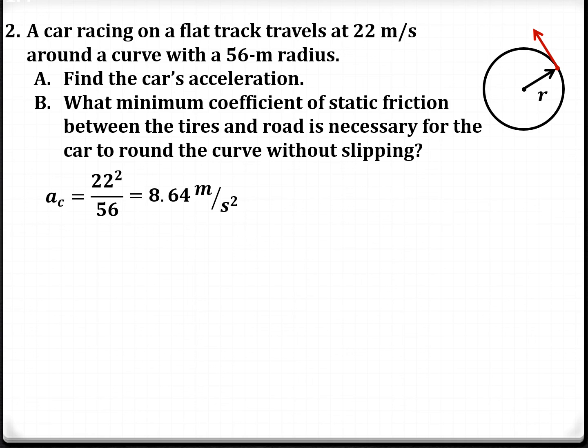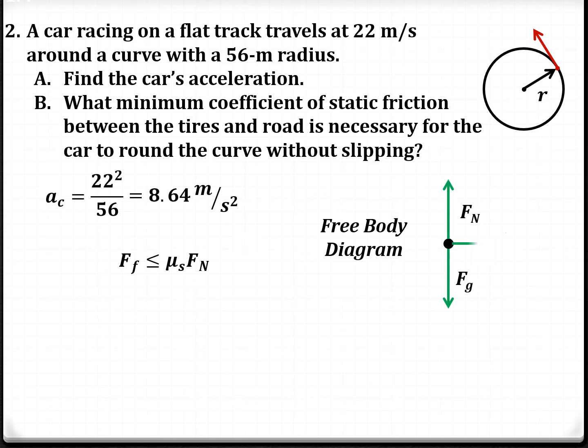Well, in order to figure out the coefficient of static friction, we only have one equation: force of friction is less than or equal to the coefficient of static friction times the normal force. So we need to figure out the normal force, and we need to figure out the force of friction. If we draw a free body diagram, we have a force of gravity downward, a normal force upward, and then the force of friction is what's keeping us in a circle. This is kind of the front view of the car as it goes around the curve. You've got the force of friction towards the center of the circle.